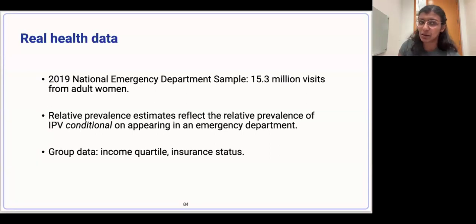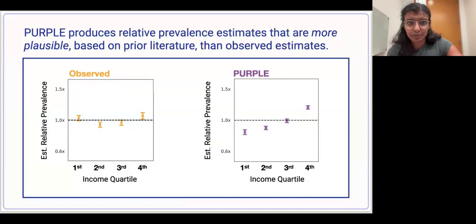The real health data that we use is the 2019 National Emergency Department Sample, and it describes over 15 million visits from adult women to emergency departments in the US. The relative prevalence estimates here reflect the relative prevalence of IPV conditional on appearing in an emergency department. The group data we have access to are things like income quartile and insurance status. I would say the headline result from our paper is that PURPLE produces relative prevalence estimates that are more plausible based on the prior literature than observed estimates.